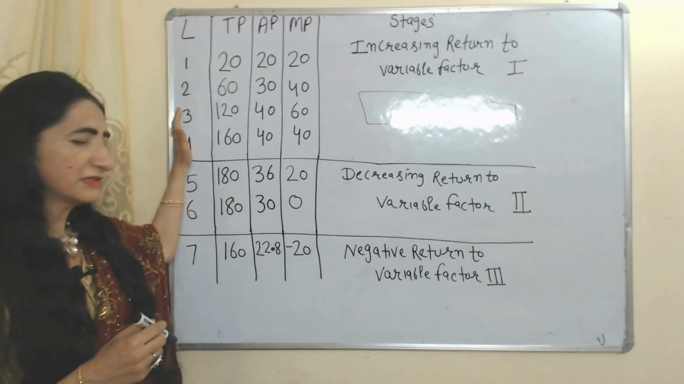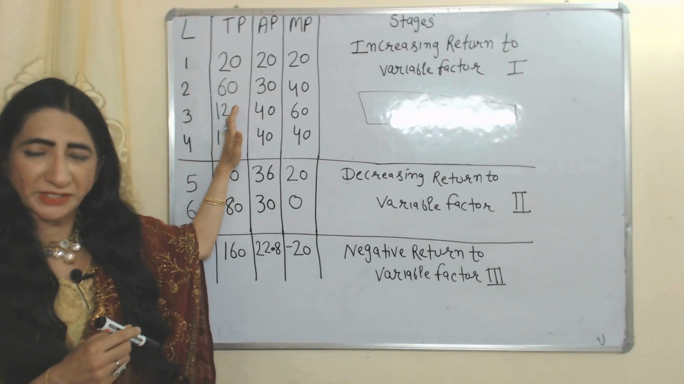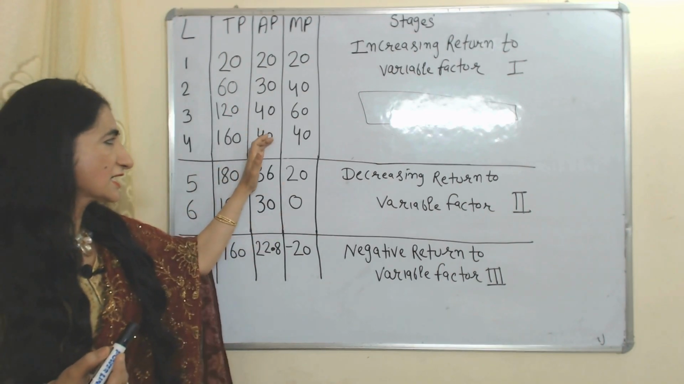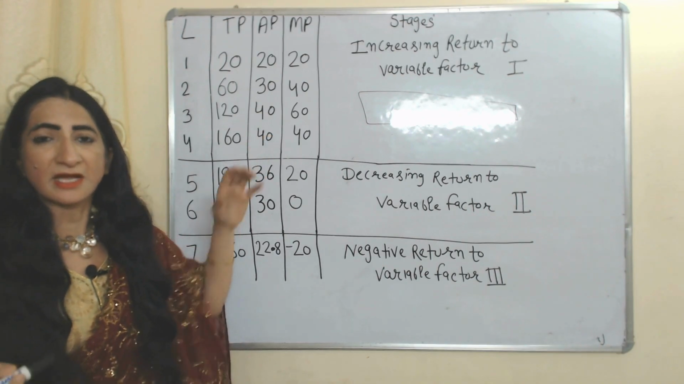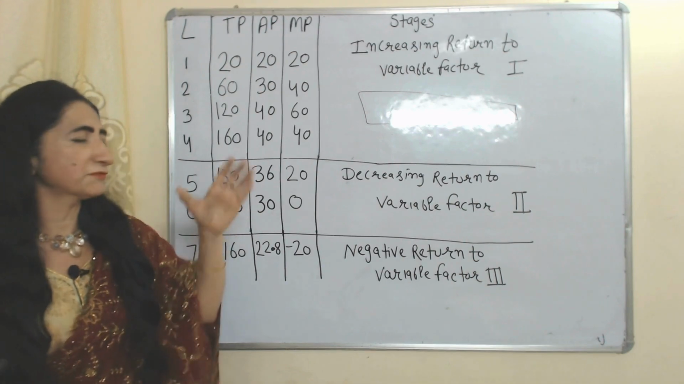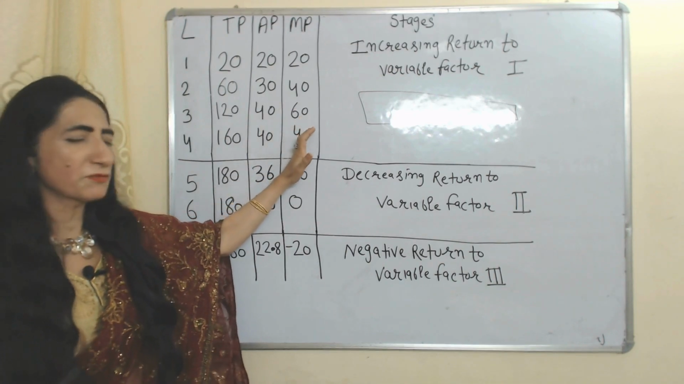In the first column we have labor, in the second column we have TP. TP means total product, our output. Next column we have AP. AP means average product per unit. We can calculate average product when we divide total product by the number of labor. Next column we have MP.